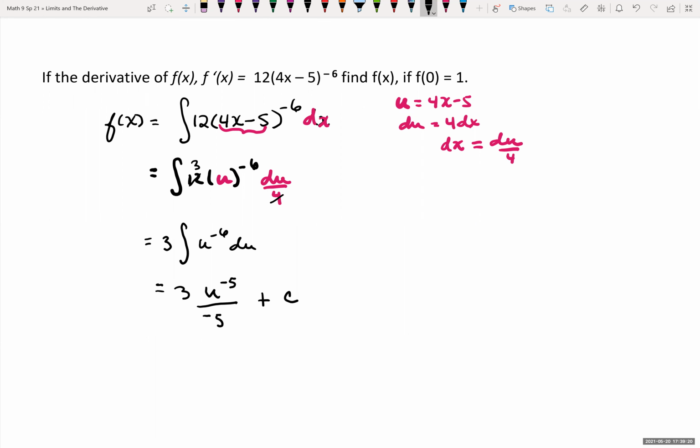We're going to find out what that c is because we've been given this up here, that f of 0 has to equal 1. But before we do that, we need to rewrite this back in terms of x. 3 times negative 5, so this is the same thing as negative 3/5. Let's just bring that u down to the denominator and raise it to the 5th power. But u was this 4x minus 5. And then we have plus c.